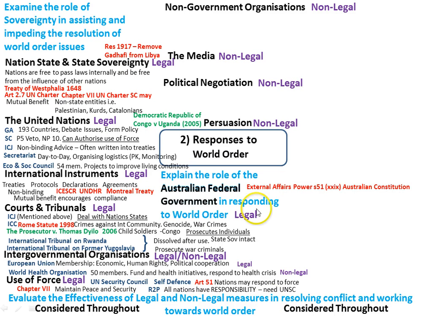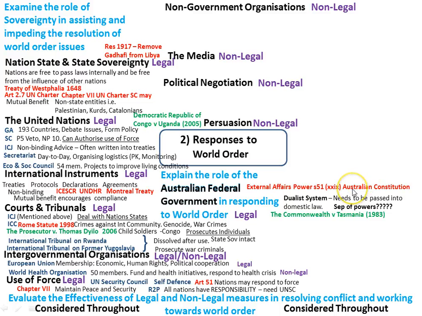All right, quickly moving on, we're talking about the Australian federal government and its responses to world order, which is entirely a legal issue. So under the external affairs power of section 51, part 29 of the Australian Constitution, that's where we find the external affairs power, the Australian government is allowed to sign treaties. It's legally allowed to do it. However, because we have a dual list system, that needs to be passed into domestic law before it takes any effect. But this creates a question regarding the separation of powers.